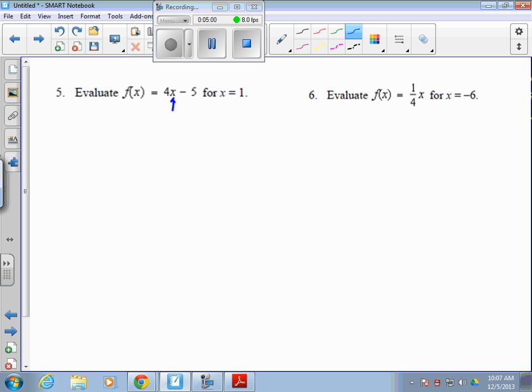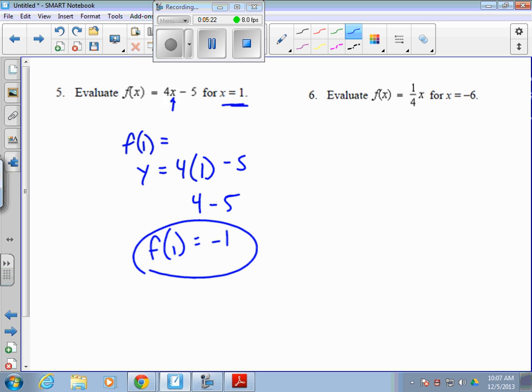x, it says plug in 1. So f of x or f of 1, you don't do anything with that side. Just treat it like it says y equals 4 times 1 minus 5. 4 times 1 we know is 4, minus 5. So f of 1, or y equals 4 minus 5, which is negative 1.